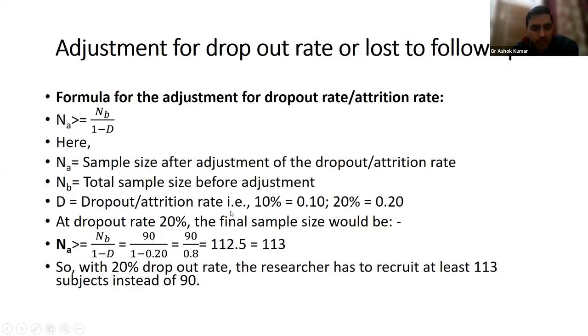1 minus D, what am I taking? 20%, that is 0.20. So I write 90 by 0.8, which comes to 112.5, and in round figure it is 113. So with a 20% dropout rate, the researcher has to recruit at least 113 subjects or participants or patients instead of 90. We have to adjust for this dropout also, and we have to recruit this many participants, not 90.